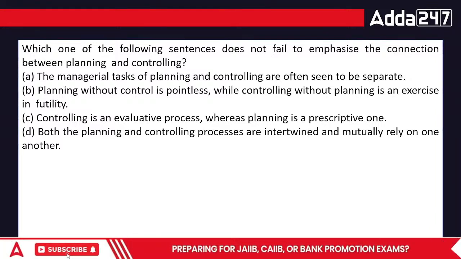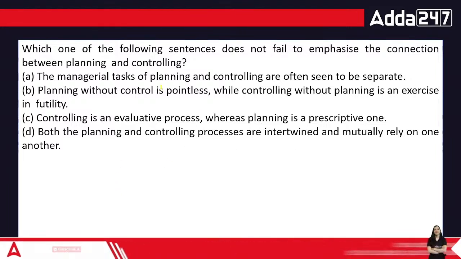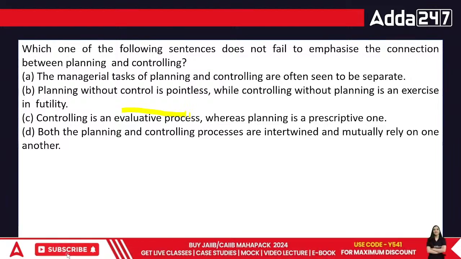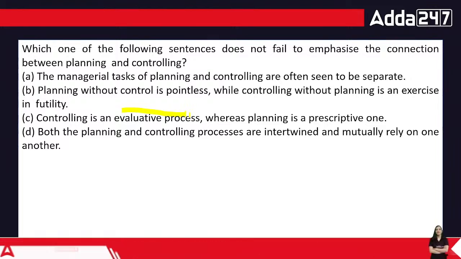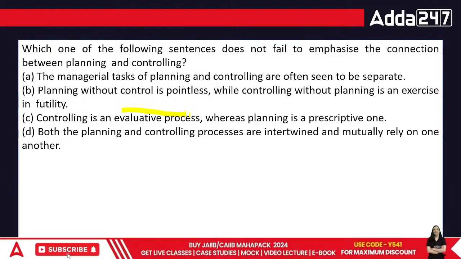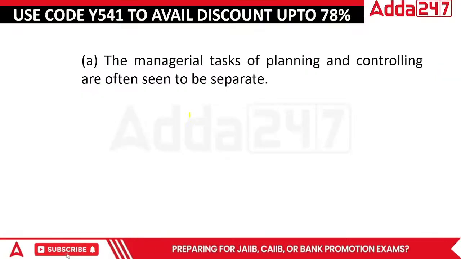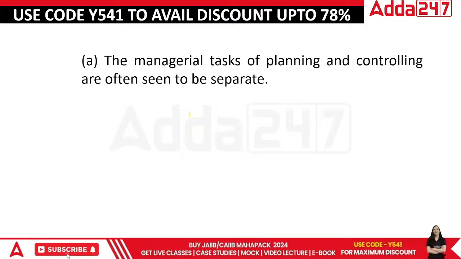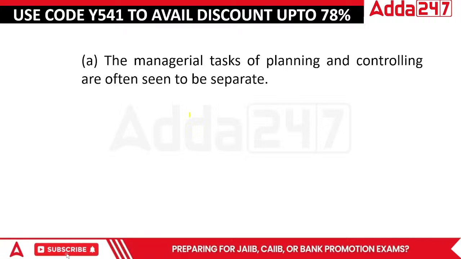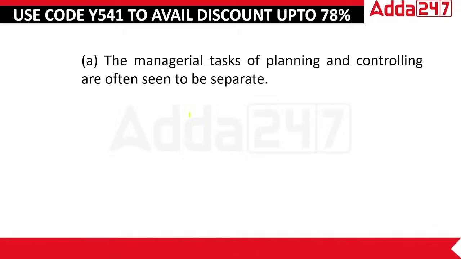When we talk about the connection between planning and controlling, planning is the initiator. Controlling is evaluative while planning is prescriptive. Many times the decisions of the lower level are also considered because they are so brilliantly made. Both the planning and controlling processes are intertwined, meaning they are connected and rely on each other. That is true, everyone. But the actual answer is that the managerial tasks of planning and control are not looking at the area with complete transparency. They still have to keep certain things with them.